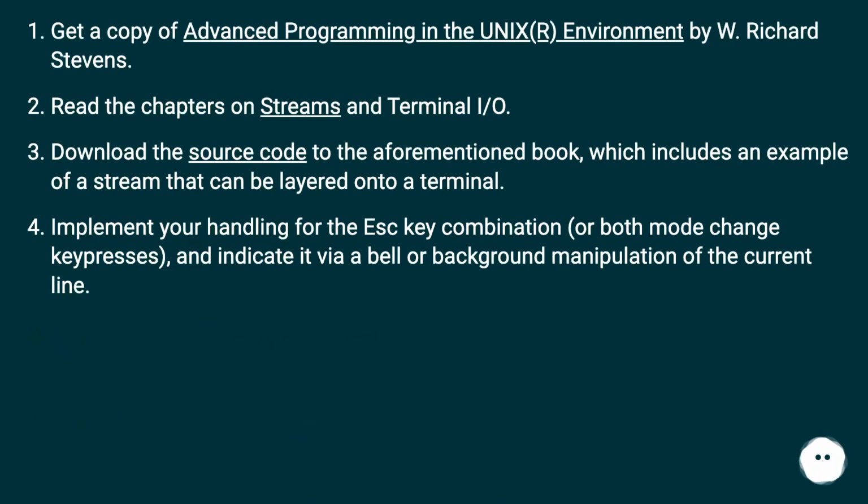Get a copy of Advanced Programming in the Unix environment by W. Richard Stevens. Read the chapters on streams and terminal I/O. Download the source code to the aforementioned book, which includes an example of a stream that can be layered onto a terminal. Implement your handling for the ESC key combination, or both mode change key presses, and indicate it via a bell or background manipulation of the current line.